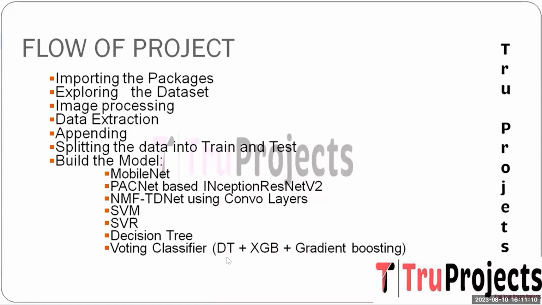And the last one is voting classifier. It combines the prediction of multiple individual models. In this case, decision tree, XGBoost, and the gradient boosting models are combined. It enhances the classification accuracy and the robustness by leveraging the strength of the different models for Alzheimer's disease diagnosis.